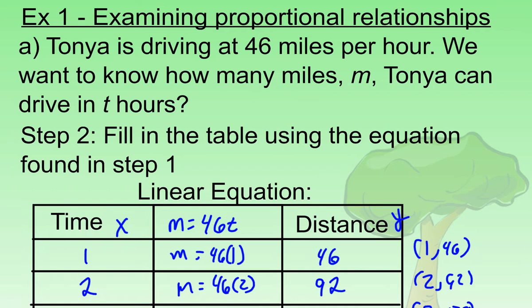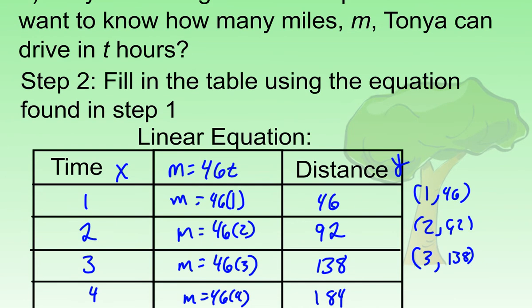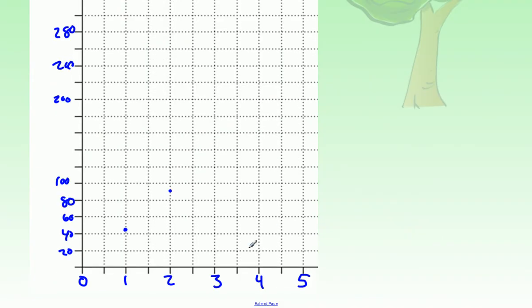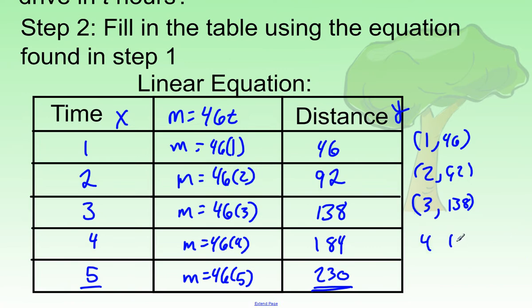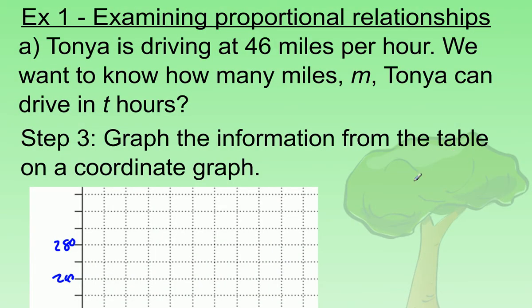And we've got 3, 138. Let's see, there's 120, there's 140. So 3, 138 is going to be probably about there, just really close to the 140. And we have 4, 184, and 5, 230. So 4, 184, and 5, 230. That way I just don't have to keep looking back from page to page.